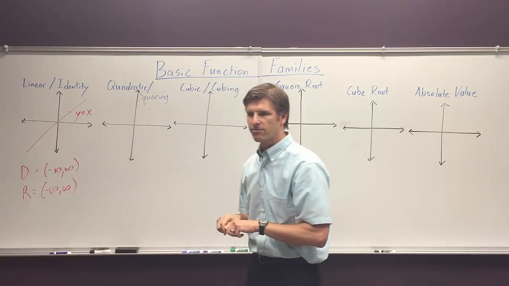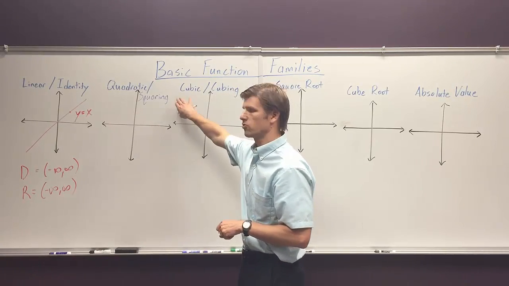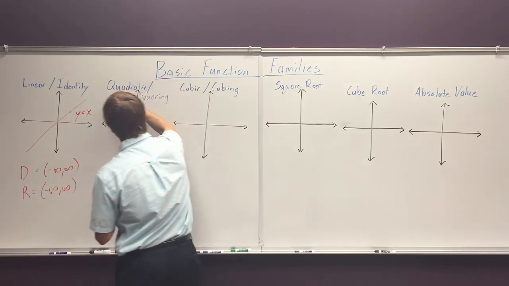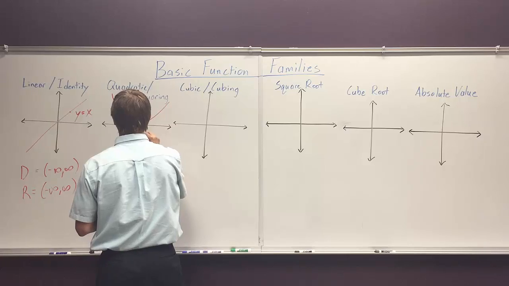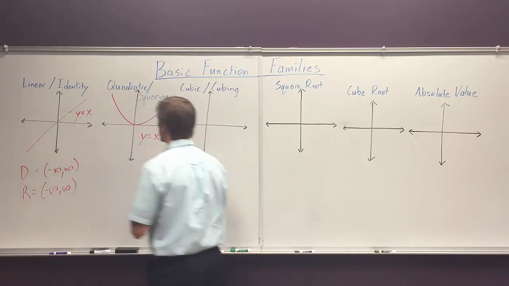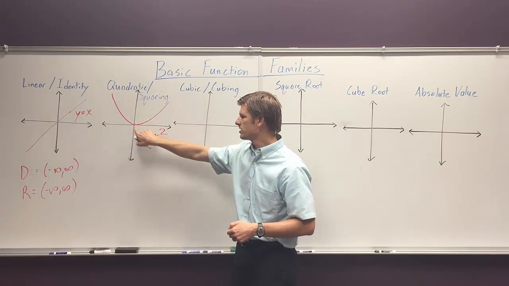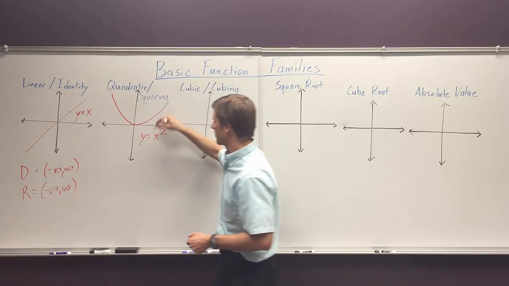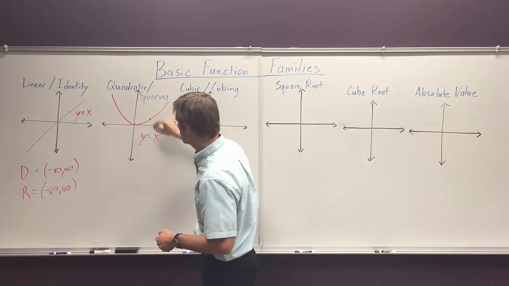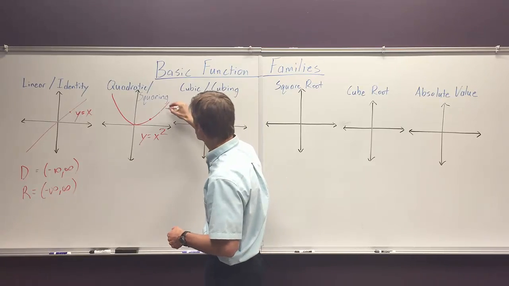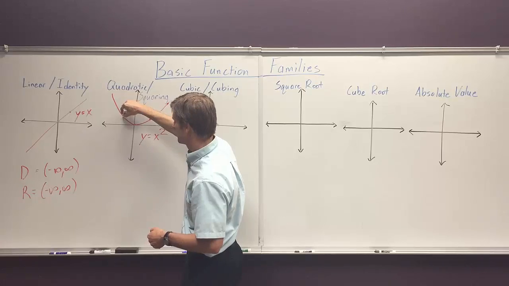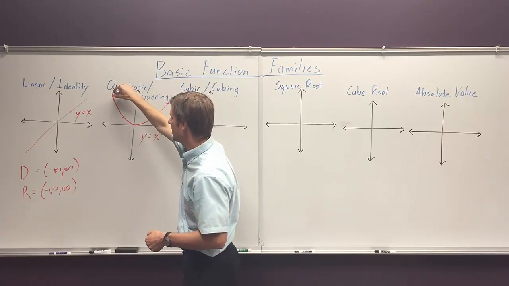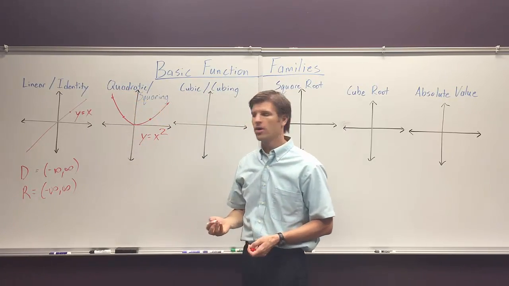Okay, the quadratic function, the basic quadratic function, or the squaring function, that looks like a parabola. The equation we're looking at here is y equals x squared. If 0 is the input, squaring that gives you 0. If 1 is the input, squaring that gives you 1. If 2 is the input, squaring that gets you 4. If negative 1 is the input, 1. If negative 2, 4, and so on.